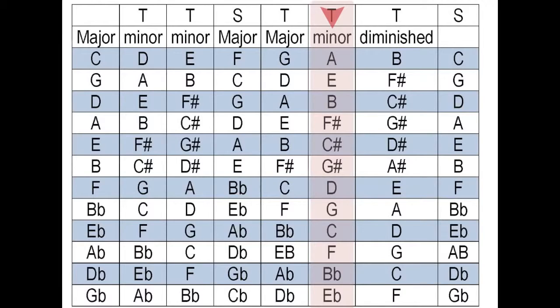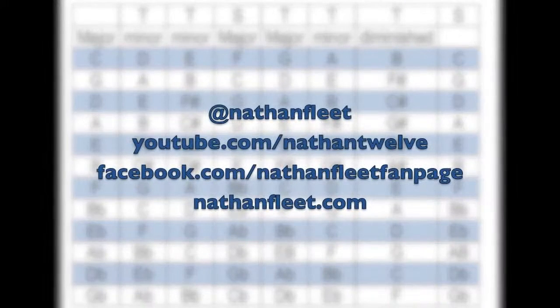If you want to do this in an E minor, look at the sixth column, find an E, use the notes E, F sharp, G, A, B, C, D. Now you have an E minor scale. It's that easy to find your relative minor. So there's your chords that belong to all the scales, and there's a little note about your relative minors.